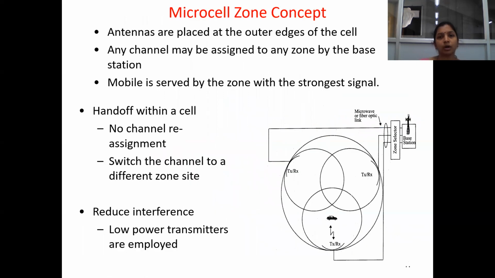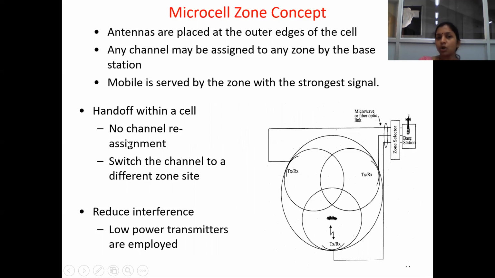Next, another concept which helps in increasing the capacity of a cellular system is the microcell zone concept. Here antennas are placed at the outer edges of the cell. Any channel may be assigned to any zone by the base station. Here we connect to the zone selector by a fiber optic link or microwave link, and then connect it to the base station. The mobile is served by the zone with the strongest signal. The zone which has the strongest signal will be given to the mobile.